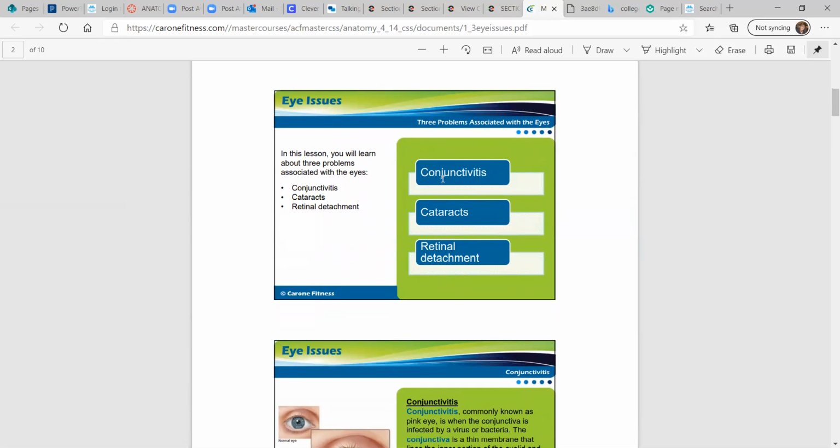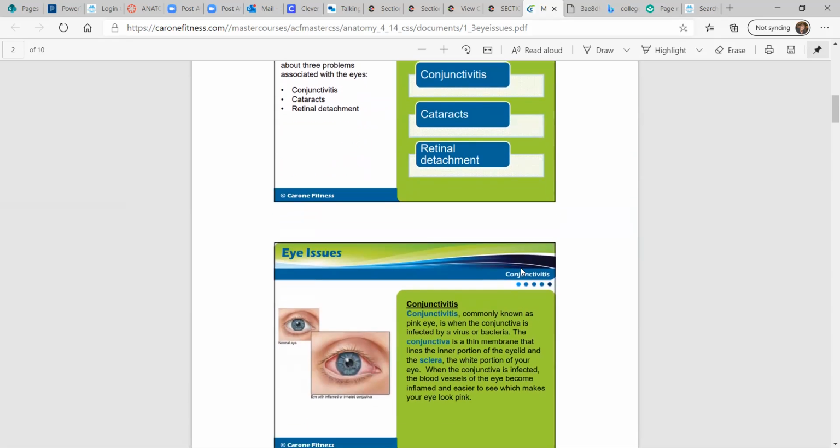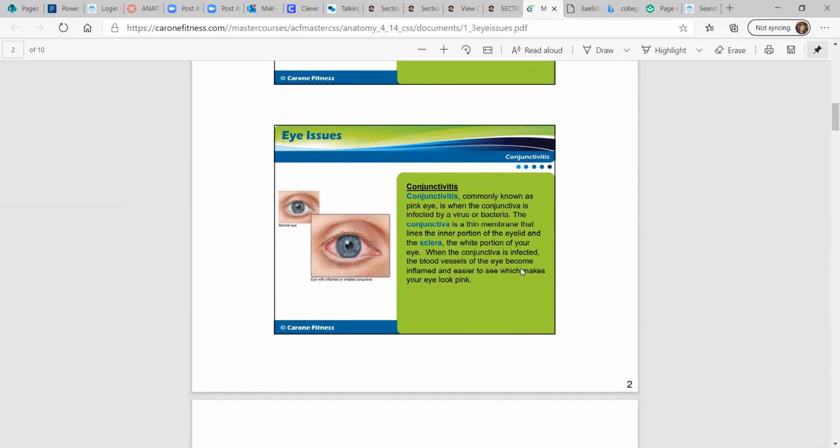Conjunctivitis, which is pretty common, I'd say. Cataracts, also common when you get older. And then retinal detachment, that is less common, and we'll look at why. But conjunctivitis, also known as pink eye, is when the conjunctiva is infected by a virus or bacteria.